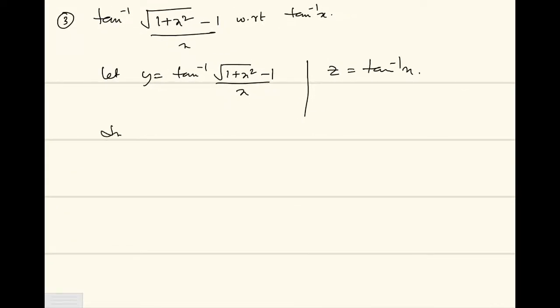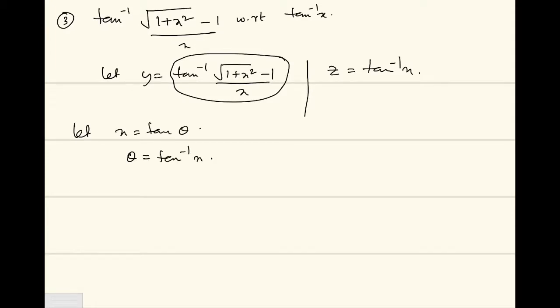So what will be dy by dx? But before doing dy by dx, let's simplify this. I suppose you have already seen this somewhere. We have solved this sum earlier in differentiation of inverse trigonometric functions as well. So what was the substitution? Let x equals tan theta. When I do that, I'll get theta equals tan inverse x.